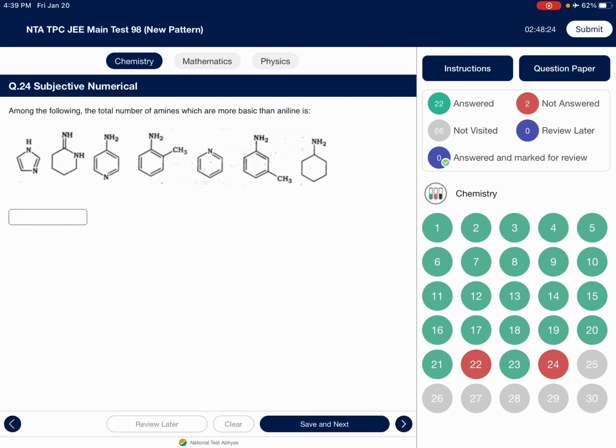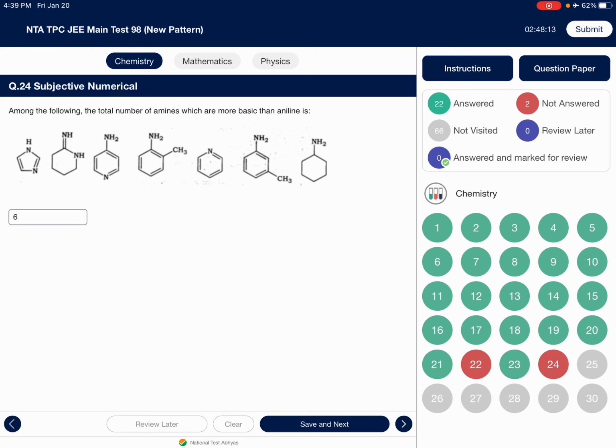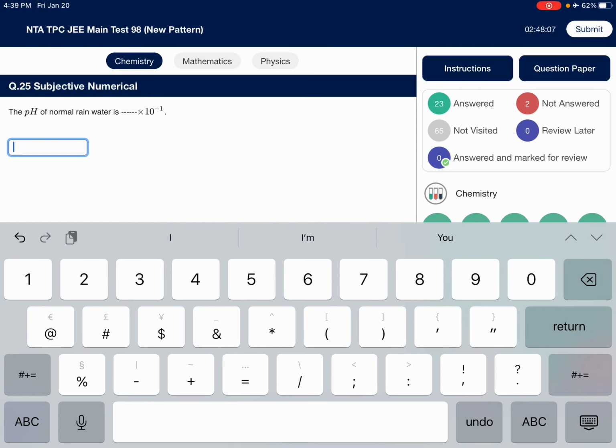First one is nitrogen having a lone pair of electrons that can be given out easily. This can also be given out easily. All 6 except the middle one. I would like to go with 6. The pH of normal rainwater is 5.6 in 10 to the power of -1, so it is 56.